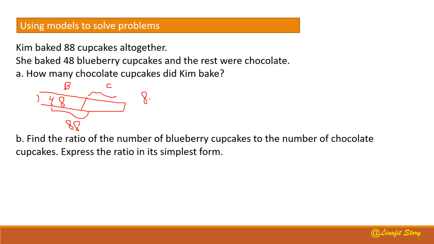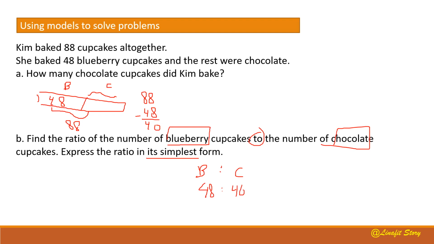So it will be 88 minus 48 equals 40. So Kim baked 40 chocolate cupcakes. And question B, find the ratio of the number of blueberry cupcakes to the number of chocolate cupcakes. And then you have to express the ratio in its simplest form. So blueberry to chocolate, so 48 to 40. Okay, and after that, how to simplify it?